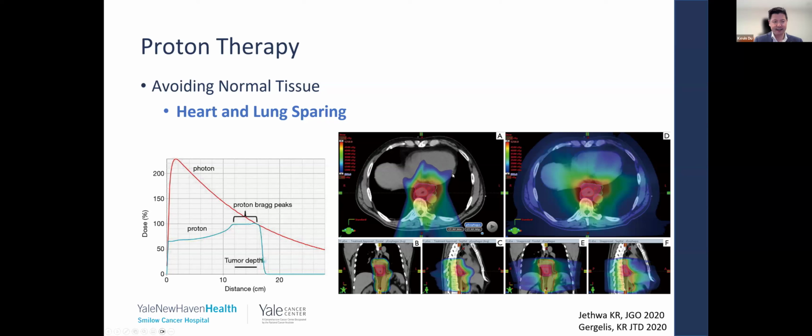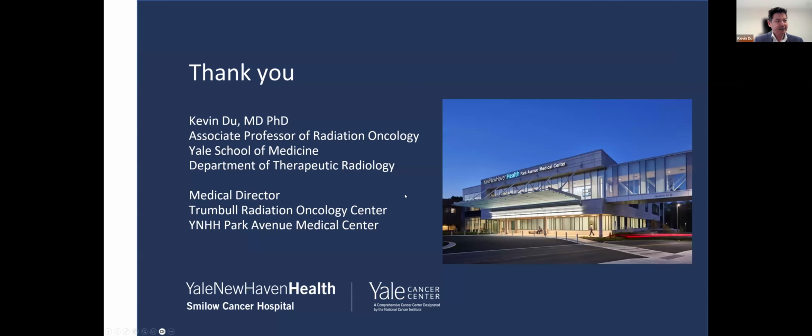and very importantly, sparing a lot more heart. And we know that survival is actually improved the less heart dose we deliver, and that's a big risk with esophageal cancer. So this is something we're looking forward to, and again will be a big benefit for our patients here in Connecticut. So thank you.